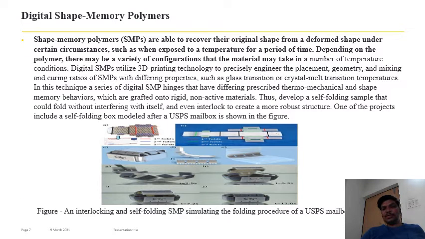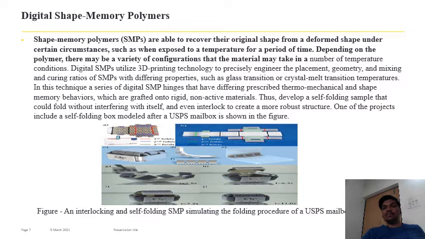Then you have digital shape memory polymers. These are the materials that are used in 4D printing. Shape memory polymers are able to recover their original shape from a deformed shape under certain circumstances, such as when exposed to temperature for a period of time.